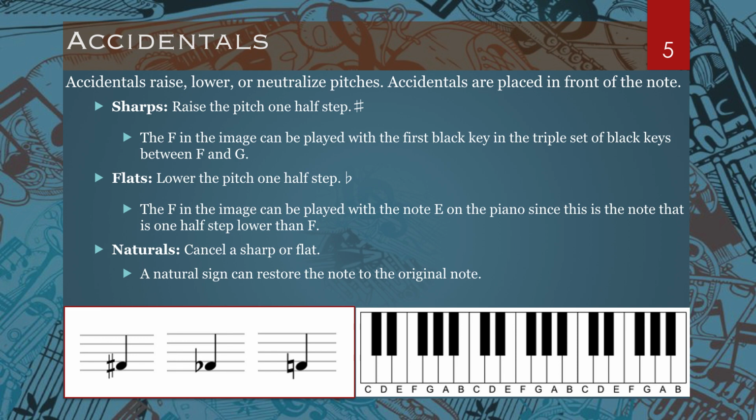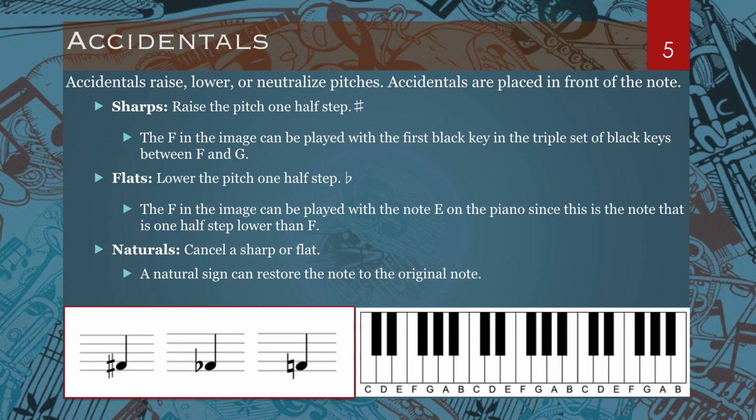So hopefully that's clear. The F in the image can be played with the first black key in the triple set of black keys between F and G. So look at the piano keyboard, find F and G, and then locate that black key right in between F and G. That's an F sharp.